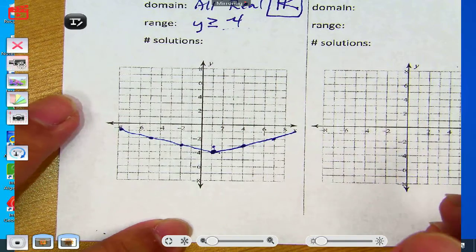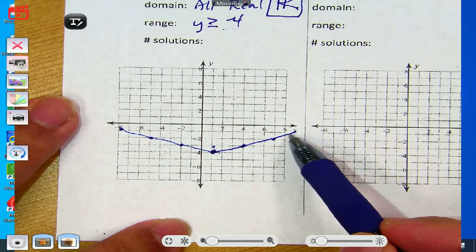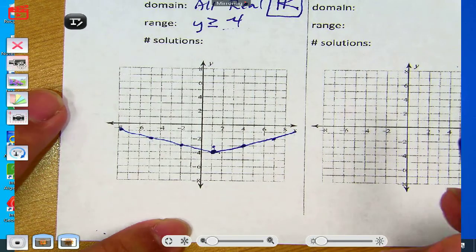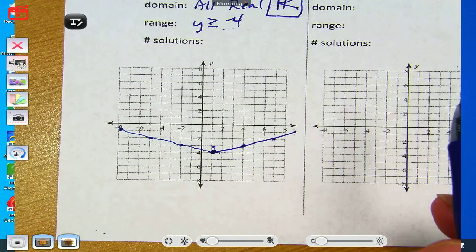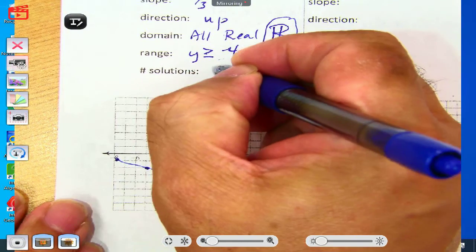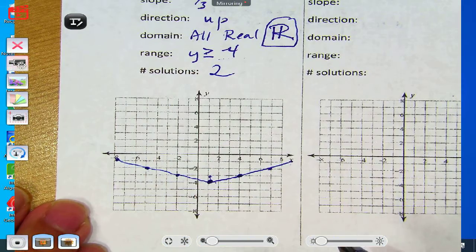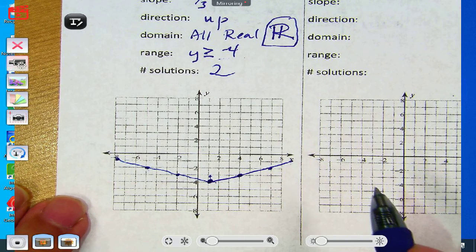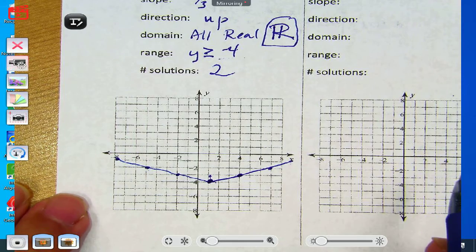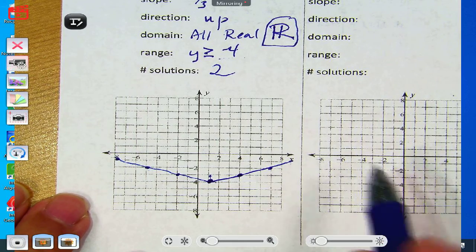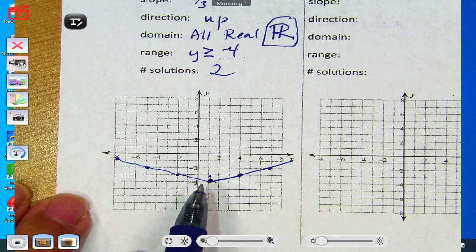Now, let me ask you this. If this kept going, would it cross the x-axis? Yes. If this side kept going, would it cross the x-axis? Yes. So it crosses the x-axis twice, and that's the number of solutions. Crossing the x-axis is a solution. We never talk about intercepting the y-axis as being a solution.